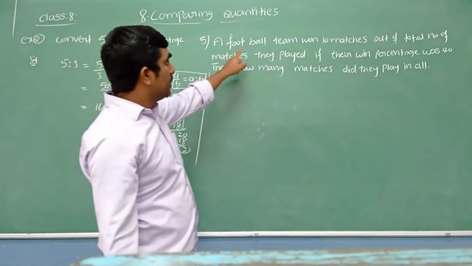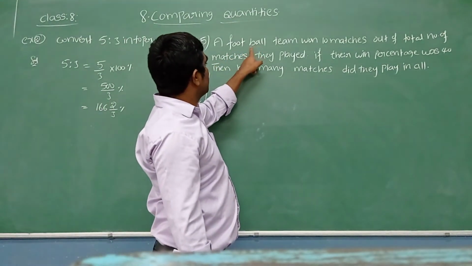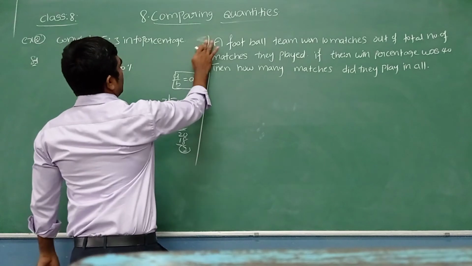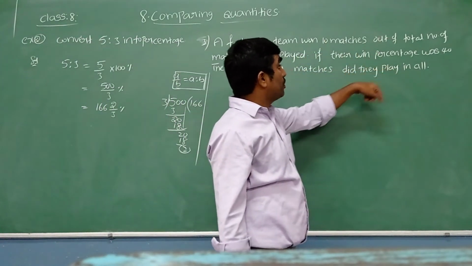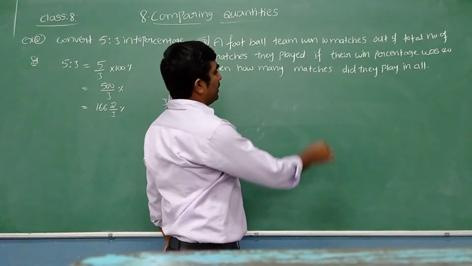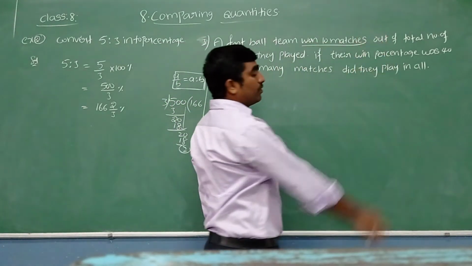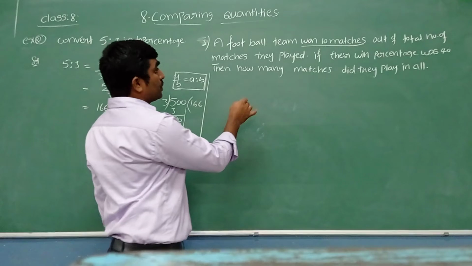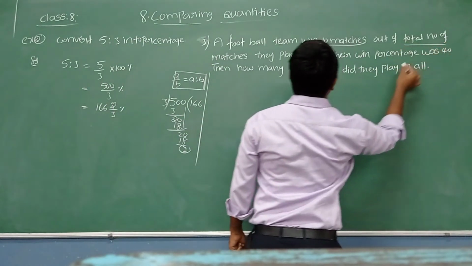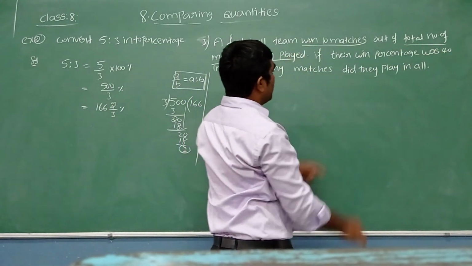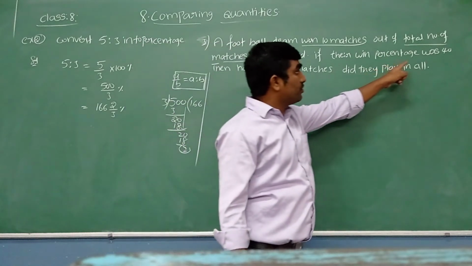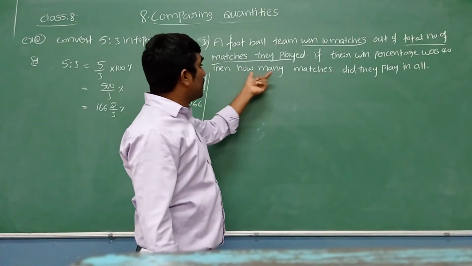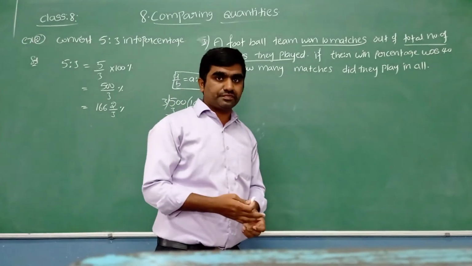Then we'll see the next, one more example. Here, the third one is better. A football team won 10 matches out of the total number of matches they played. If their win percentage was 40, then how many matches did they play in all?